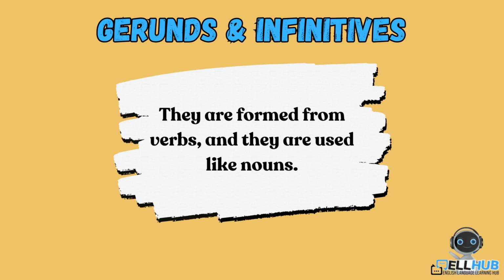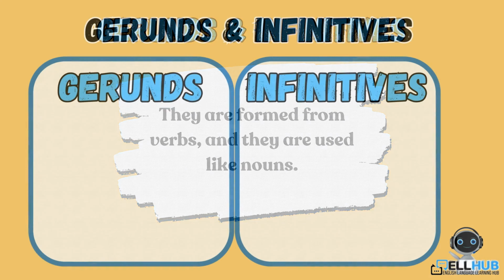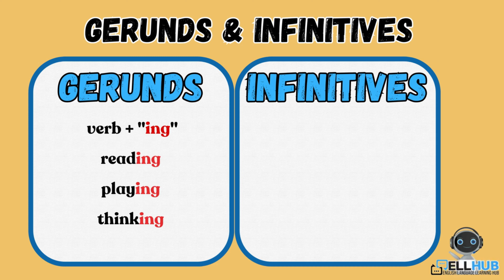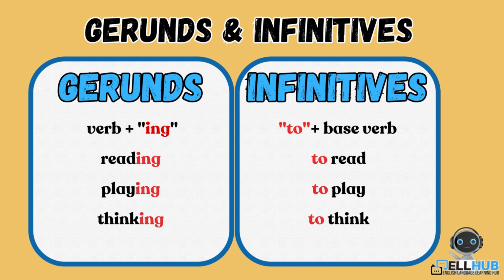As you learned in the last video, gerunds and infinitives are formed from verbs and they are used like nouns. A gerund is formed from a verb plus ing, such as reading, playing, and thinking. An infinitive is formed from to plus a base verb, such as to read, to play, to think.